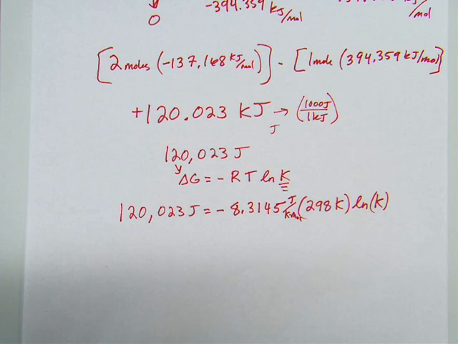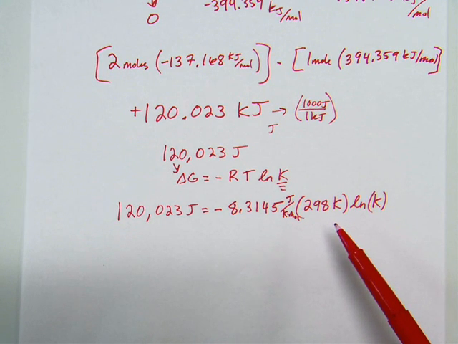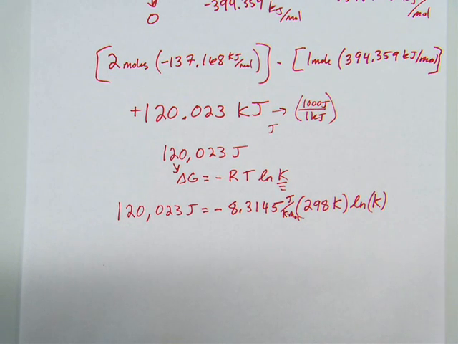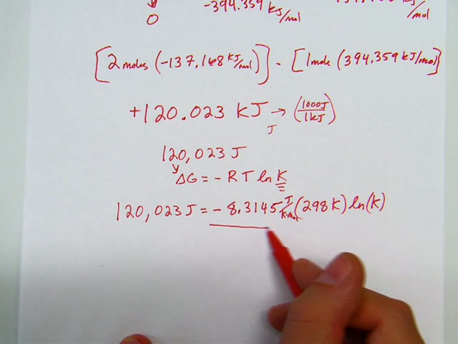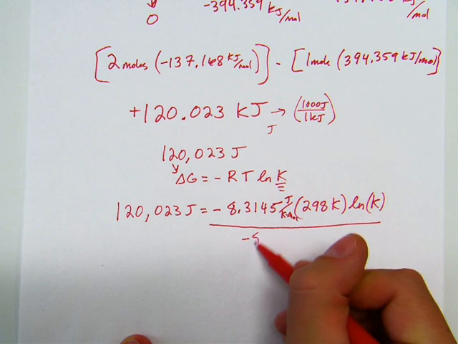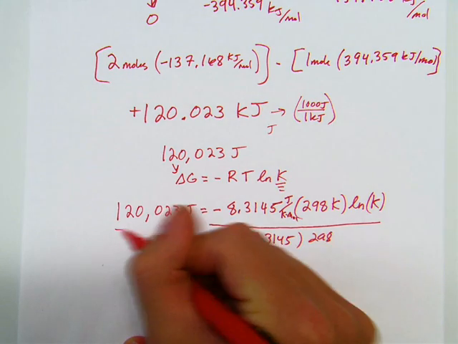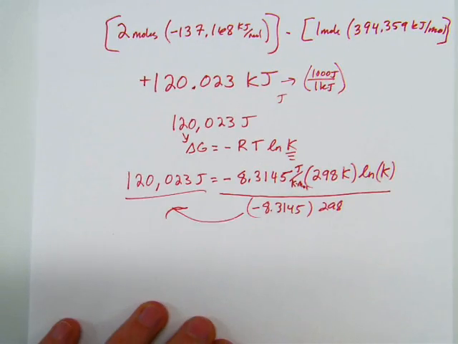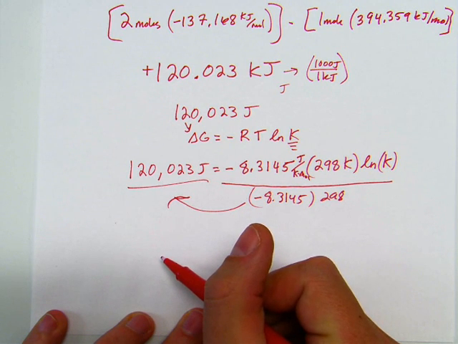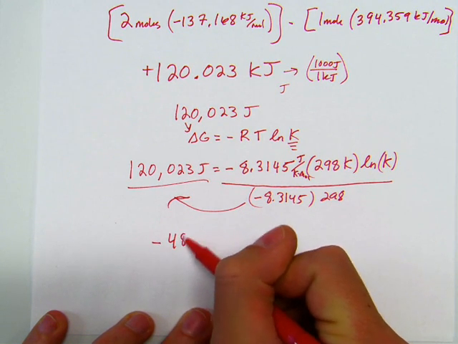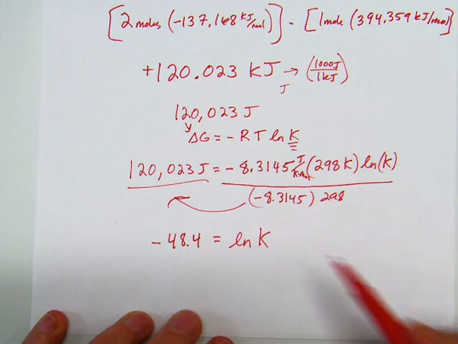What that allows us to do, even though we don't really need units, since K doesn't have units, it's obviously important to keep track of what they are. Anyways, we solve this problem out. Do, again, some magic. Divide by negative 8.3145 and 298 on both sides. And I end up with negative 48.4 equaling the natural log of K.